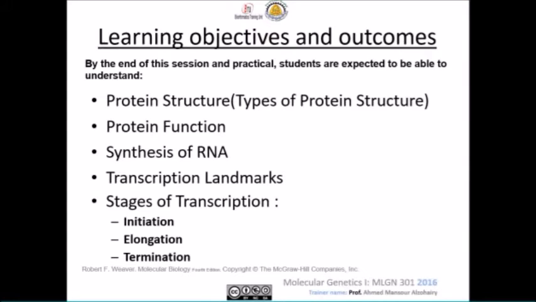There are some objectives to learn, and there are some outcomes that by the end of these sessions and practicals students are expected to be able to understand. We have to know the protein structure, the types of protein structure. We have to know the protein function, synthesis of RNA, and transcription landmarks, and stages of transcription, which start with initiation and then elongation and termination. We have to know the difference between these three terms.